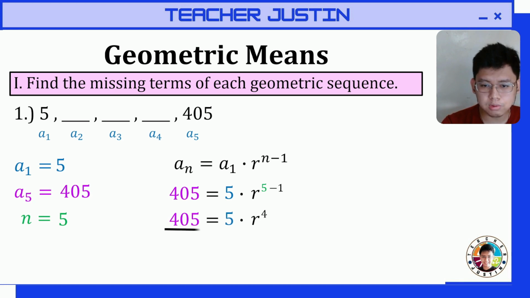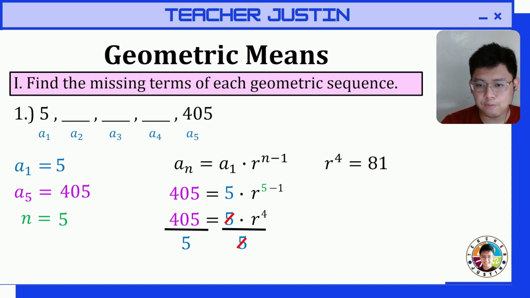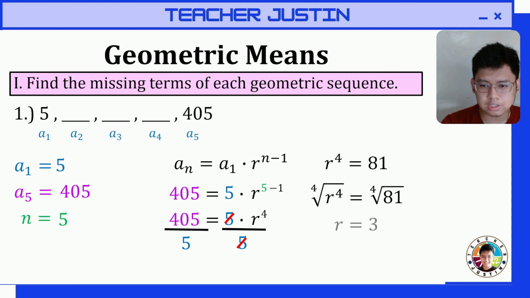Now, let's divide both sides by 5 para ma-isolate natin yung r. So, cancel na yung 5. 405 divided by 5 will give us 81. Now, we have r raised to 4 is equal to 81. Now, para matanggal natin yung ating exponent na 4, so we have to get the fourth root of each term. So, the fourth root of r raised to 4 is r, and the fourth root of 81 is 3. Now, our common ratio is equal to 3.